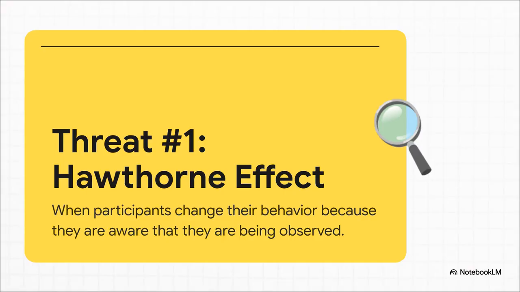First up is a huge one, and you may have heard of it, the Hawthorne effect. This is a fascinating quirk of human psychology. It's the idea that when people know they're part of a study, when they know someone's watching them, they often change their behavior. Maybe they try harder, or they're more honest. They just don't act like they normally would.